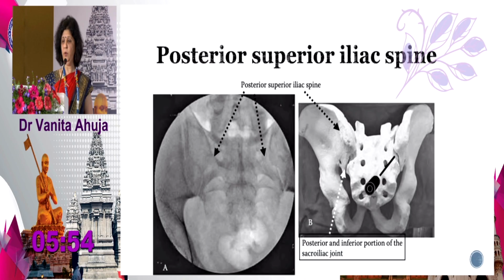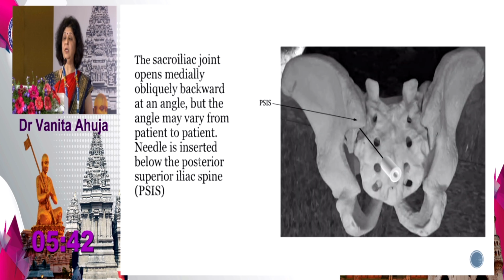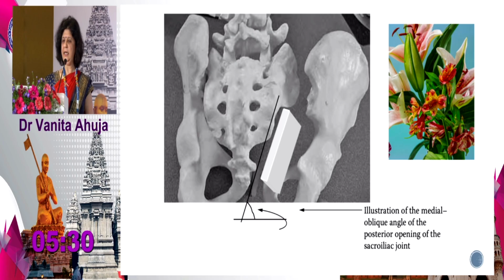If you look at the fluoroscopy, the AP view will show you the inferior recess. The contralateral oblique is the view that is required when you're putting a needle in the SI joint, and the lateral will give you the depth position. So this is what I was talking about, that your needle tip position has to be below your posterior superior iliac spine and in the lower 1/3 of your joint. This is the needle direction that you would be seeing, and similarly you will adjust your C-arm accordingly.